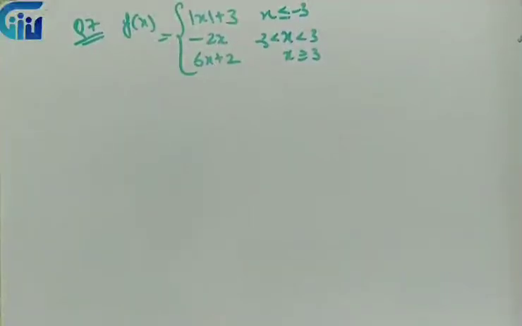Okay, next we have question number 7. Very important question. It has been asked in board exams a couple of times for 4 marks. Now what you can see, we have f(x) is equal to mod x. 2 points are given, -3 and 3. So over here we will have 5 cases, right?